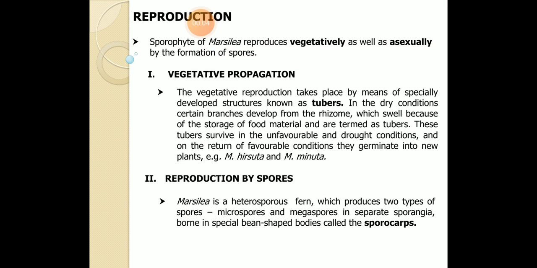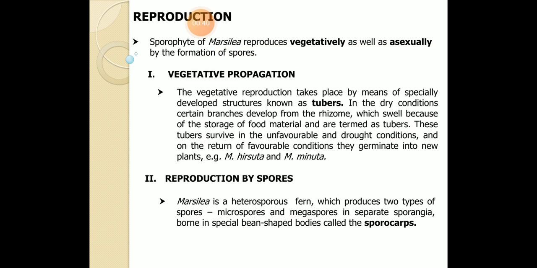Good morning, friends. In the previous classes, we discussed the Marsilia, especially the sporophyte structure and the morphology of the Marsilia, and the anatomical structure of the root, petiole, rhizome, and the leaf that we have studied, and that continues with the reproduction. So in case of the Marsilia, they reproduce vegetatively as well as by the asexual mode.